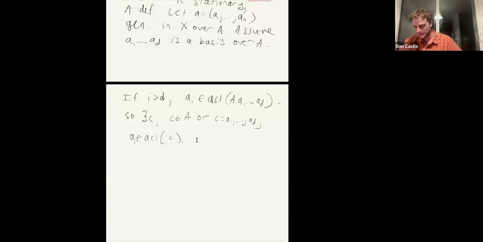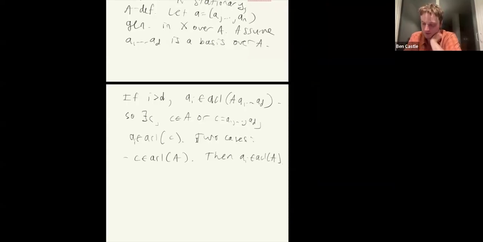Right, so now we have two cases. Case one, C is in ACL of A. Well, then so is AI. And in that case, we'll know what to do. I'll say what to do in a minute. The other case is that C is not in ACL of A. Well, now we have this exchange lemma, or we use additivity.